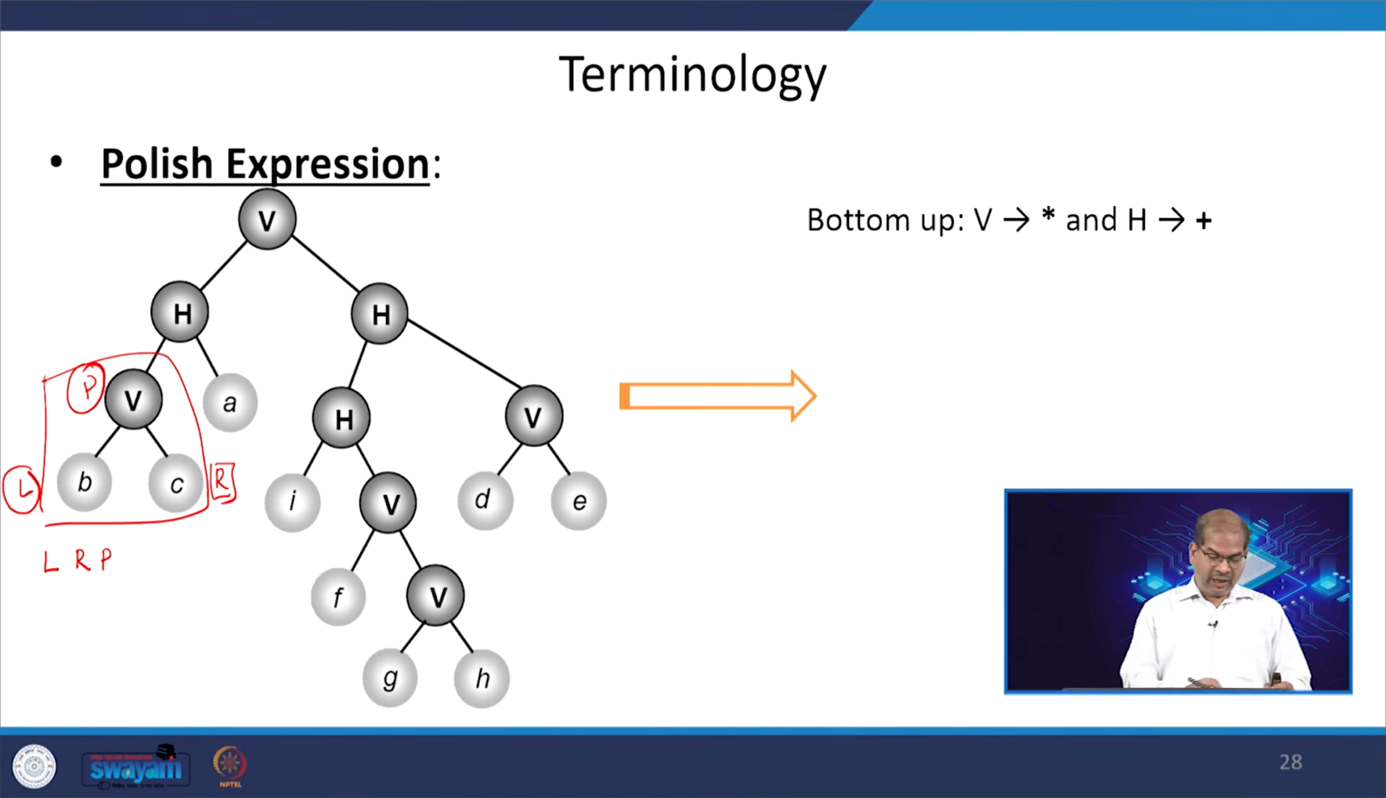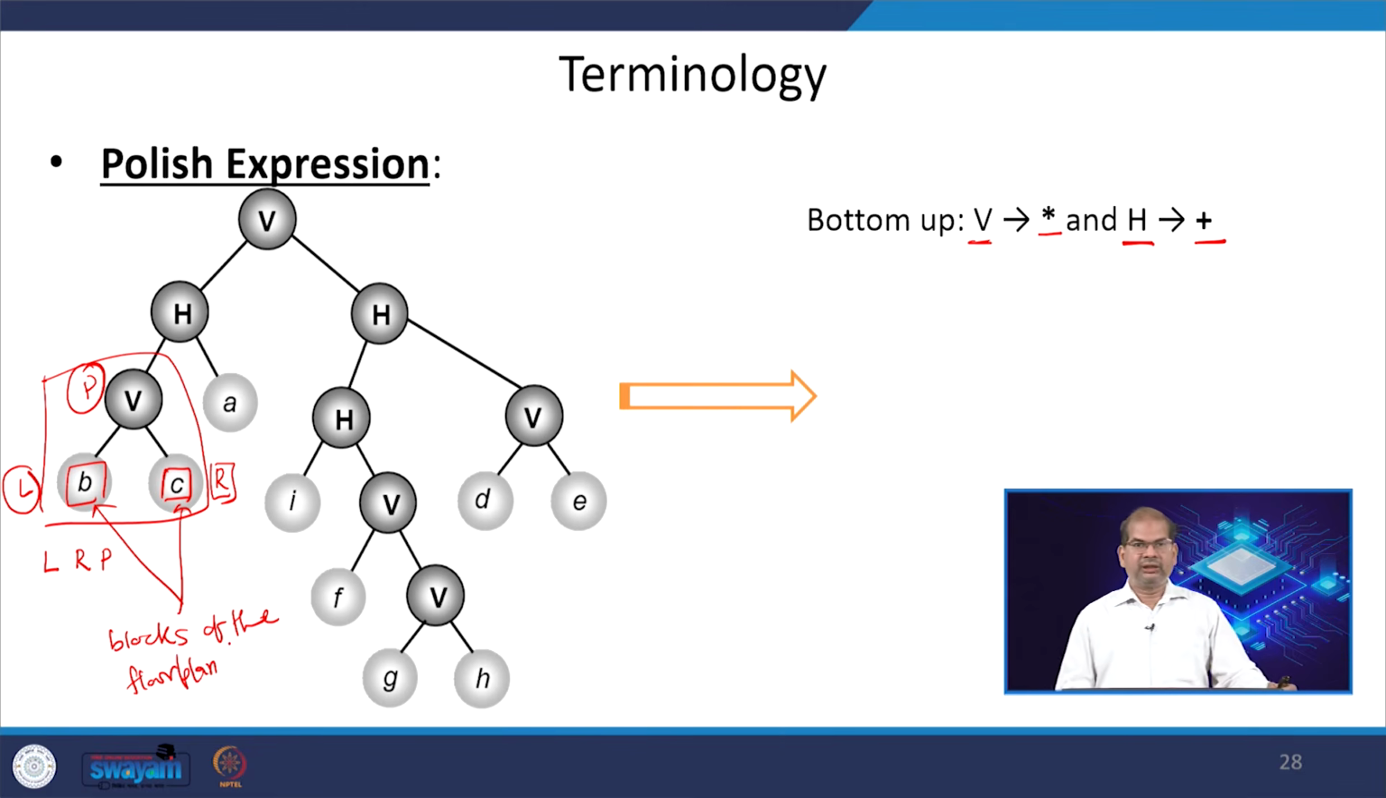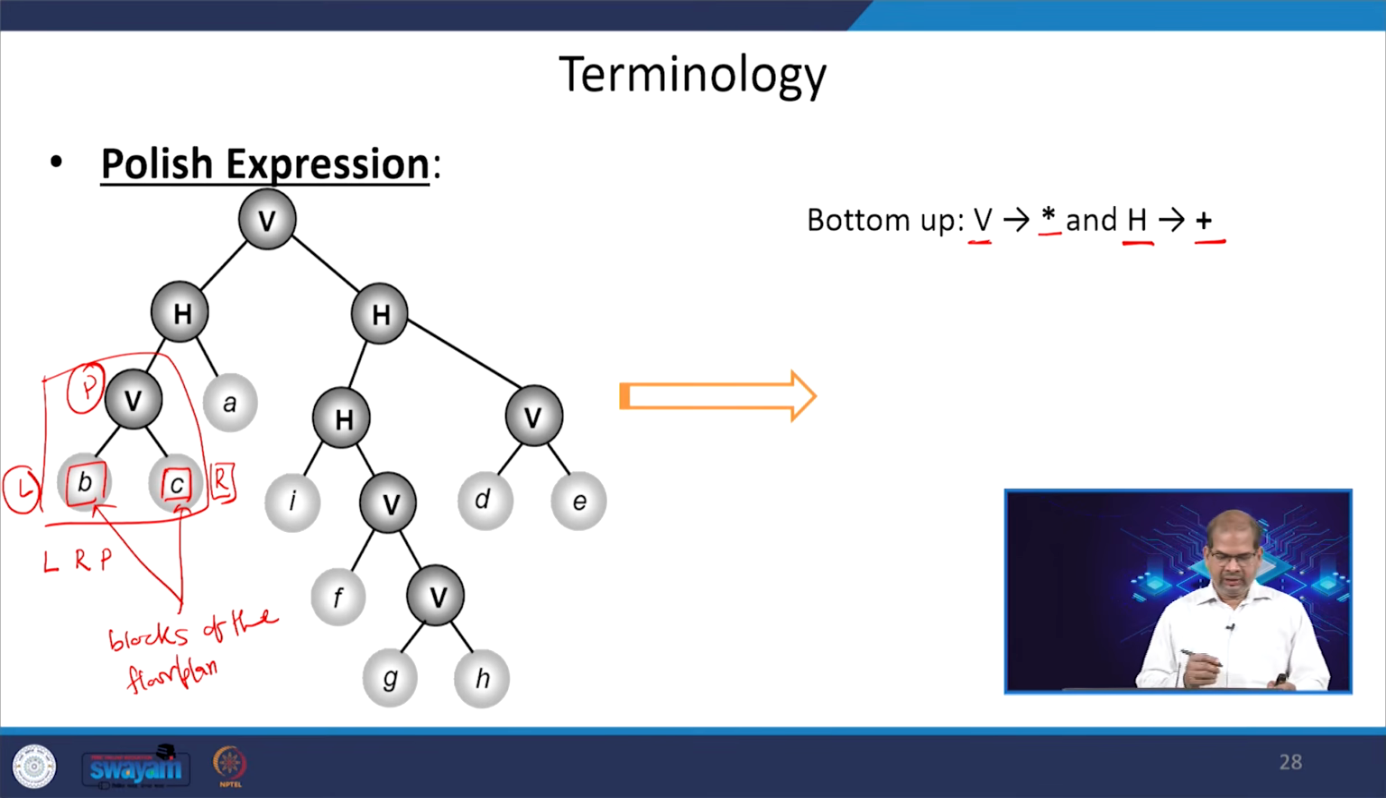Basically I can write the Polish expression for this slicing tree using this method. We have to assume two things: the vertical cut is represented by a star and the horizontal cut is represented by a plus symbol. Now I want to represent this slicing tree using a Polish expression. First we have the leaf nodes, which are nothing but the blocks of the floor plan, and the parent nodes are nothing but your cuts, either vertical or horizontal. So, we will represent it using the Polish expression.